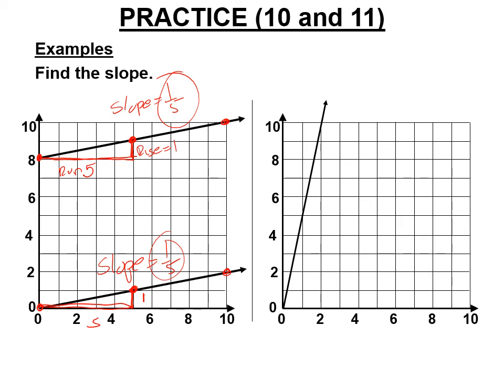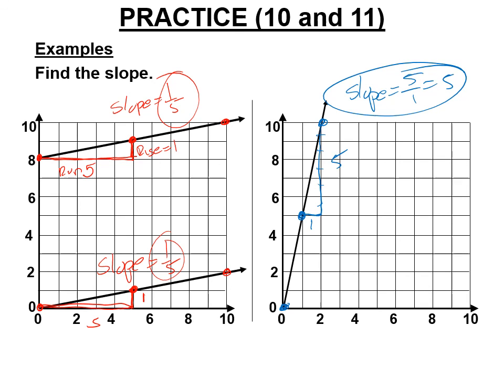Let's try this one. So this one, you have 0, 0, and then it looks like we have right there and right there. I'm going to do this one up here. And so 1, 2, 3, 4, 5 is the rise. The run is 1. This is a slope of 5, right? 5 over 1, which is 5. Very different. Look how different that is than the 1/5, right? 5 is a big number. That ray points up toward the sky. Slope is 1/5 is a relatively small number, and it's a pretty flat slope, a low ramp.